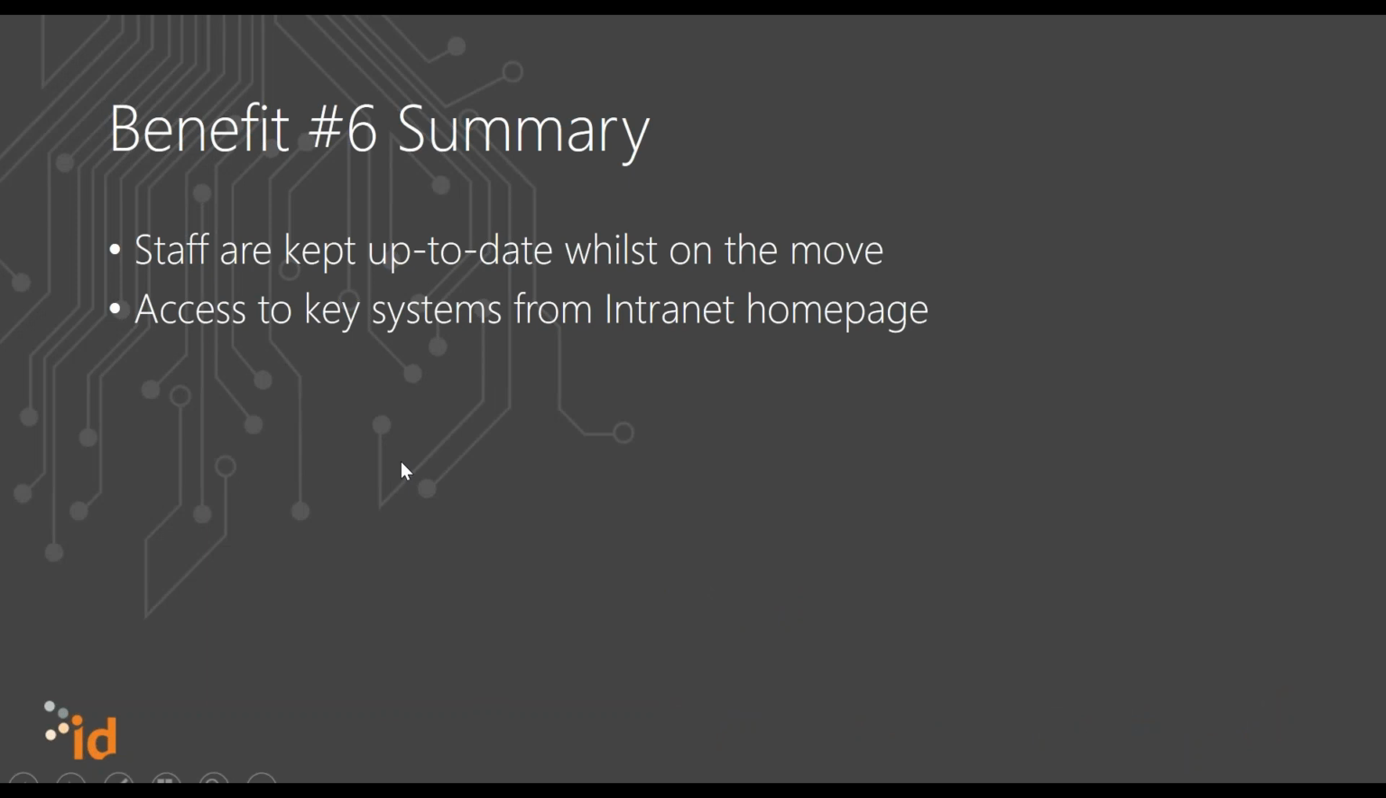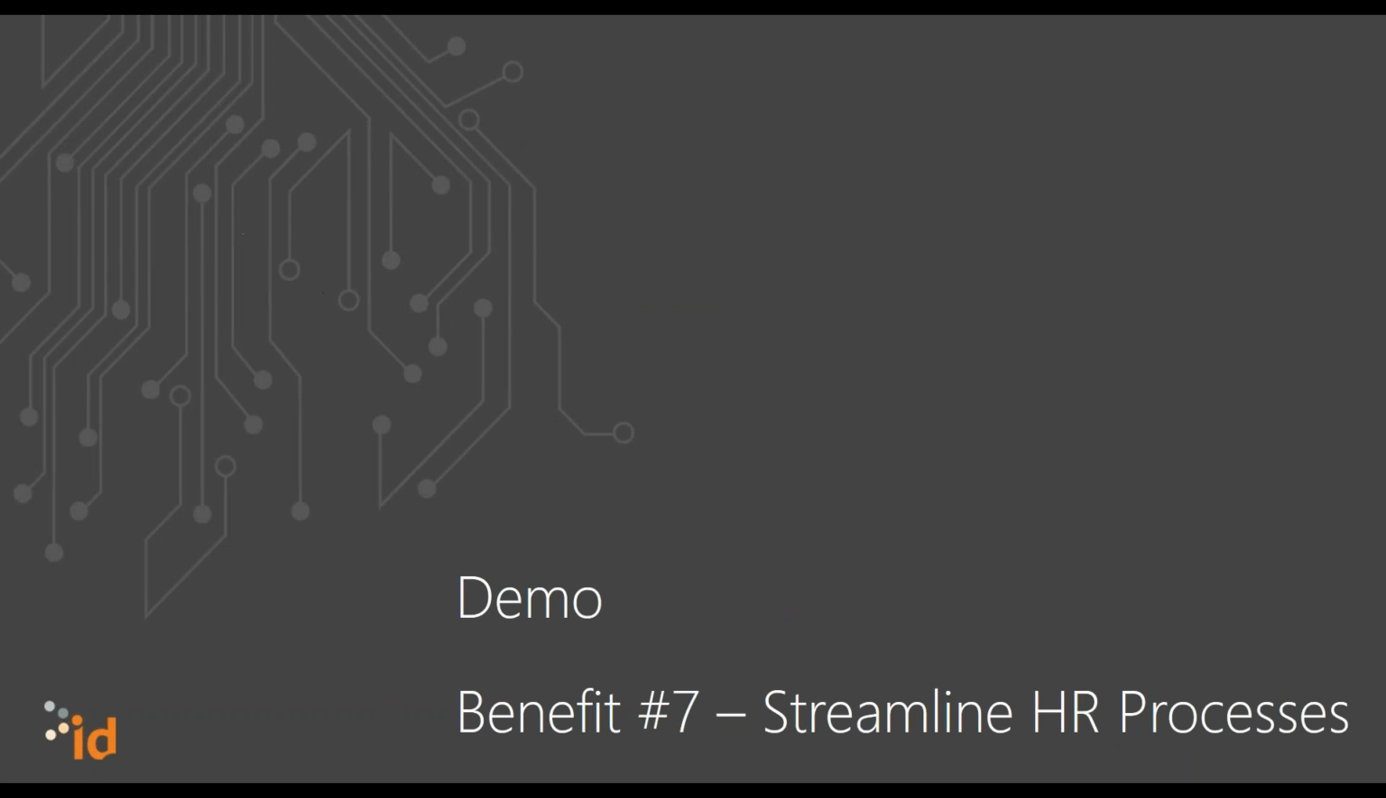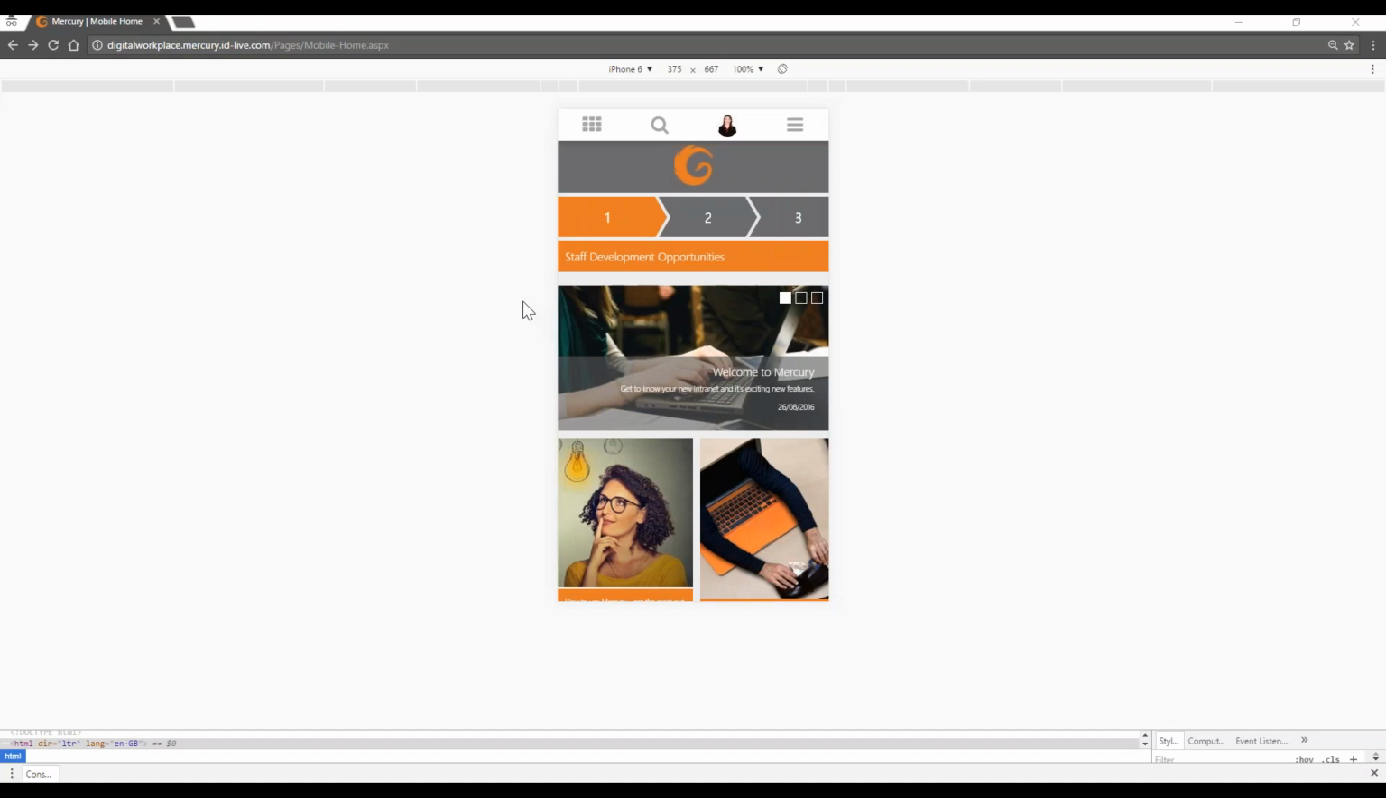Okay, so to summarize that one, staff are going to be kept up to date whilst they're on the move, and they can retain access to key systems right from the intranet homepage, particularly the app bar as well. So, they're going to come to the intranet as a first port of call to get out to external systems. So the next benefit is going to be streamlining your HR processes.